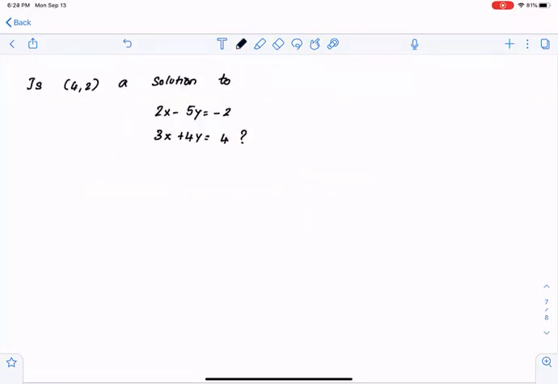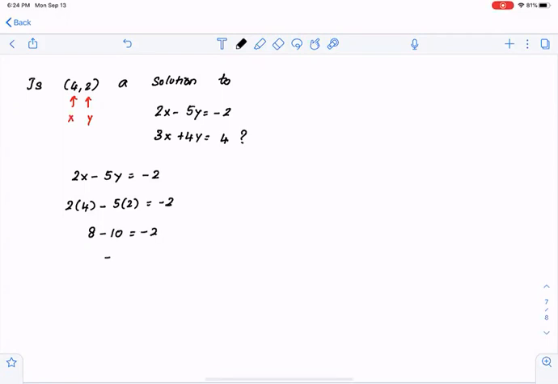So the point is 4, 2. So we are going to plug in the first equation 2x minus 5y equals negative 2. So 2 times 4, because the first value is x and the second is y in the coordinate pair, minus 5 times 2. 2 times 4 is 8. Minus 5 times 2 is minus 10. So we have minus 2 equals minus 2.